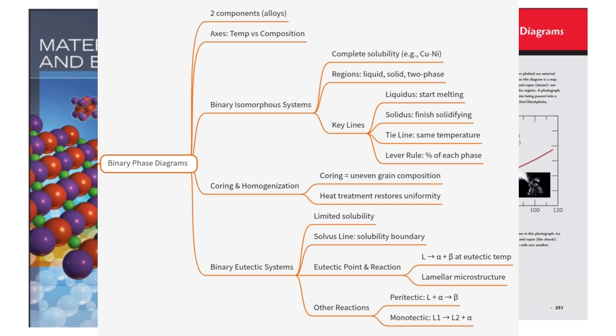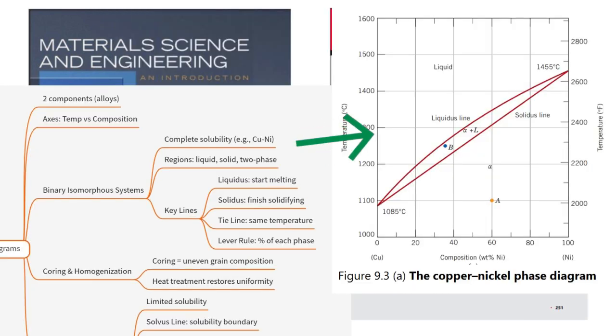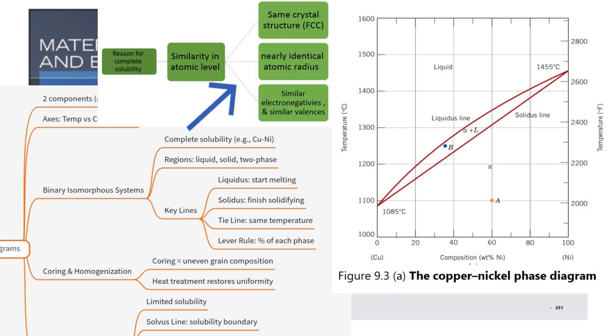Isomorphous, it sounds like it means same form, like they mix perfectly no matter what. You got it. The classic example here is the copper-nickel system. If you look at figure 9.3a in the textbook, you'll see the phase diagram. You have three main regions on this diagram. One where the alloy is completely liquid, one where it's completely solid, and one in between where you have both liquid and solid present at the same time. Okay, so why are copper and nickel such good mixers? Why do they dissolve so well in each other? It's because they're really similar at the atomic level. Like they have the same crystal structure, their atoms are almost the same size, and they have similar electronegativities. So it's energetically favorable for them to just mix together completely.